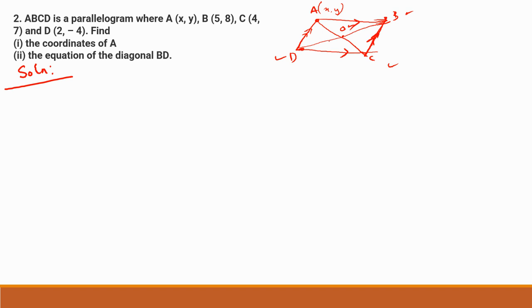Okay, so first you have to find the midpoint O. So you find the midpoint from the section formula, and now you know C. Use the midpoint section formula again for A and C. So you will get what is A, because you know O and C now.